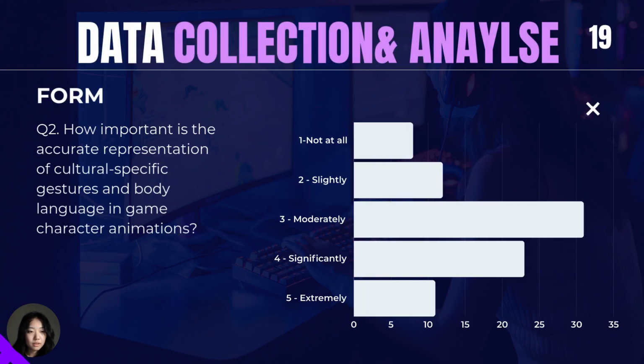And the next question is, how important is accurate representation of culturally specific gestures and body language in game character animations? We can see that 3 is the most popular choice. Most people think it is moderately important.